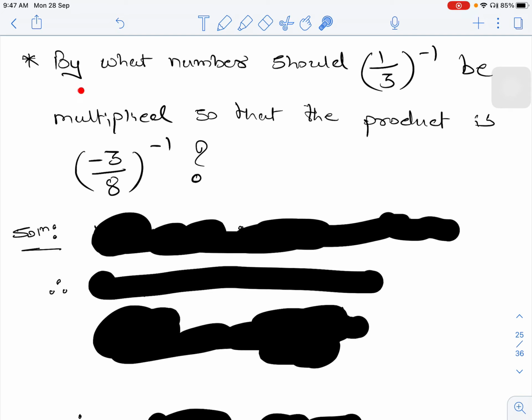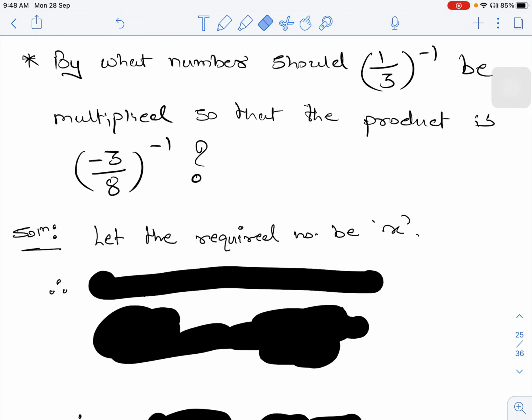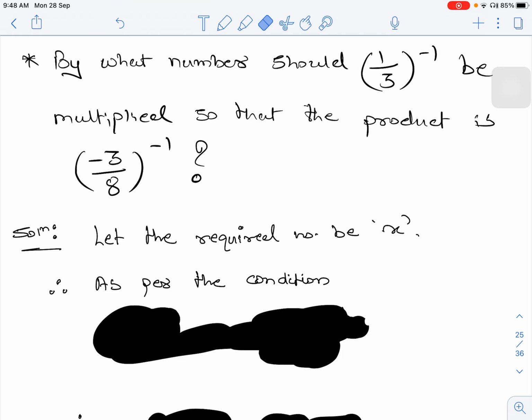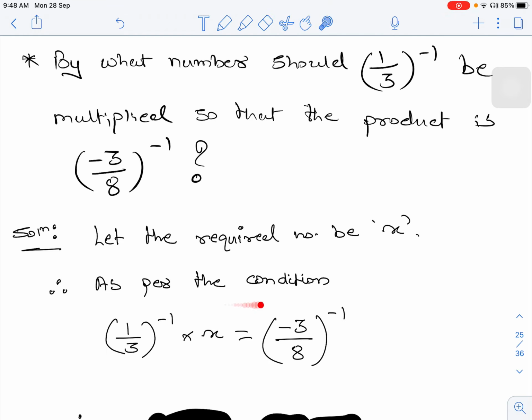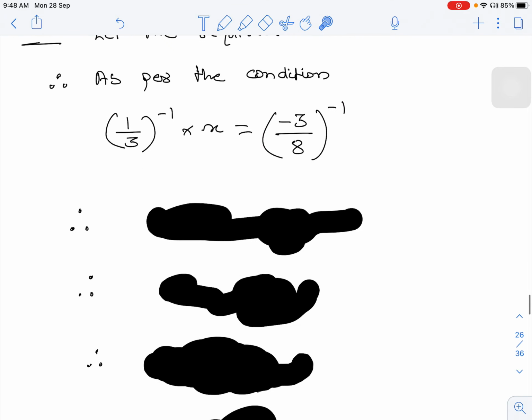Here it is given: by what number should (1 upon 3) raised to minus 1 be multiplied so that the product is (minus 3 upon 8) raised to minus 1? Now let us consider the number multiplied be x. So let the required number be x. Now when you multiply it by x, what will be the result? As per the condition, (1 upon 3) raised to minus 1 into x equals (minus 3 upon 8) raised to minus 1.